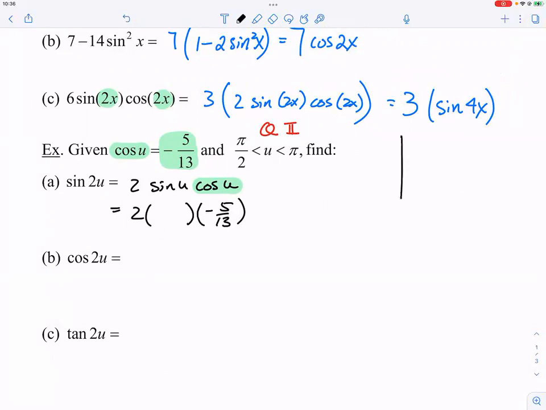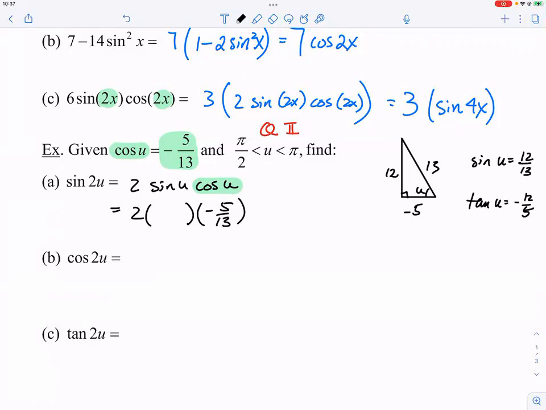Ooh, actually, let me draw it differently. So this is 5, this is 13, this is negative, this is the u, this is the right angle. So you have this angle in quadrant 2 that's -5/13. What is the opposite side in this case? It must be 12. And in that case, sine u would be 12/13, and tangent of u would be -12/5. Okay, we're going to use tangent over here in a moment.